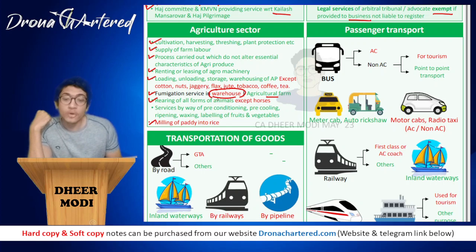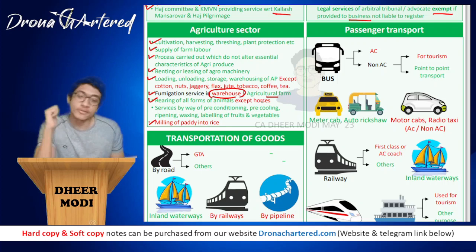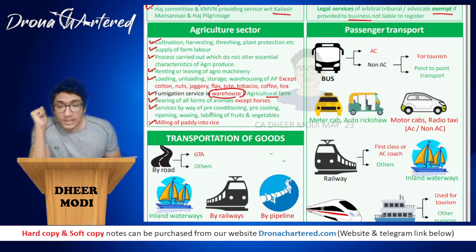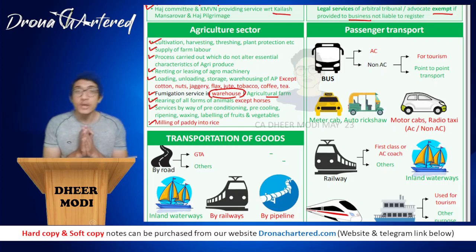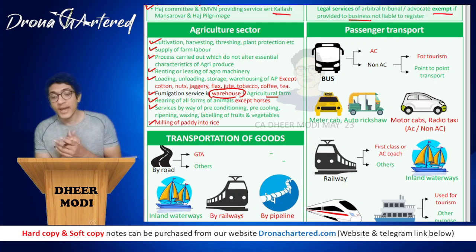Rearing of all forms of animals is exempt, but if those are horses, it is not exempt, it will be taxable. Services by way of preconditioning, pre-cooling, ripening, waxing, and labeling of fruits and vegetables are all exempt. Okay, so this is your agriculture part.